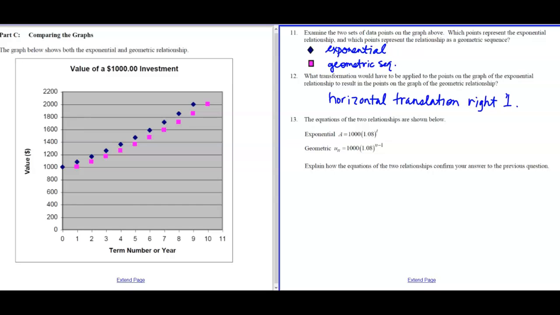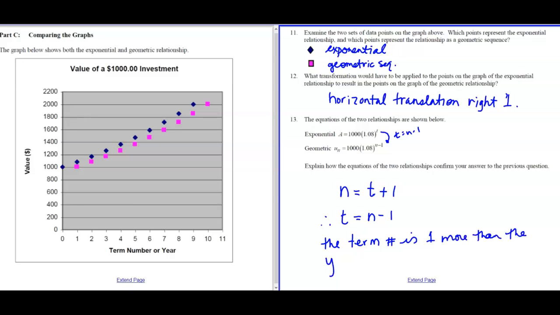Okay, so we know back from that table of values that our term number, so n is our term number, was equal to t plus 1, the number of years plus 1. So if we solve for t here, we get n minus 1. So if we solve for t and substitute t equals n minus 1 in, we get that equation. In words, the term number is 1 more than the year number.